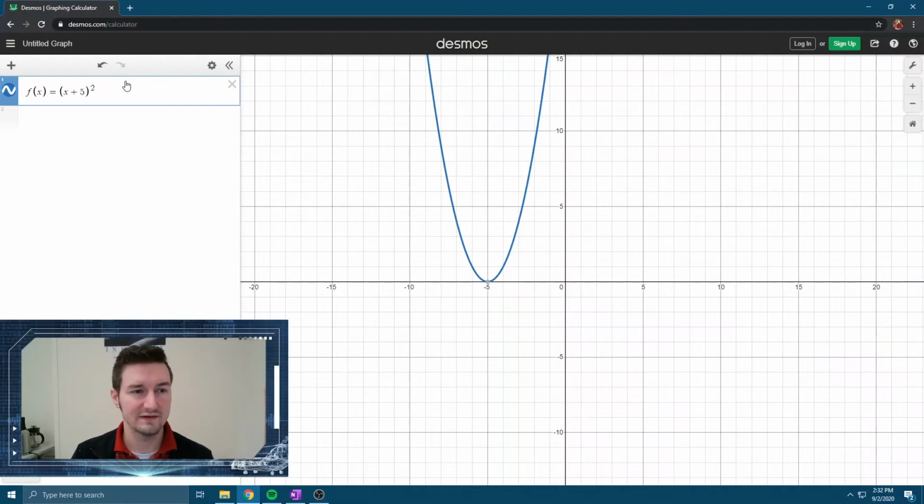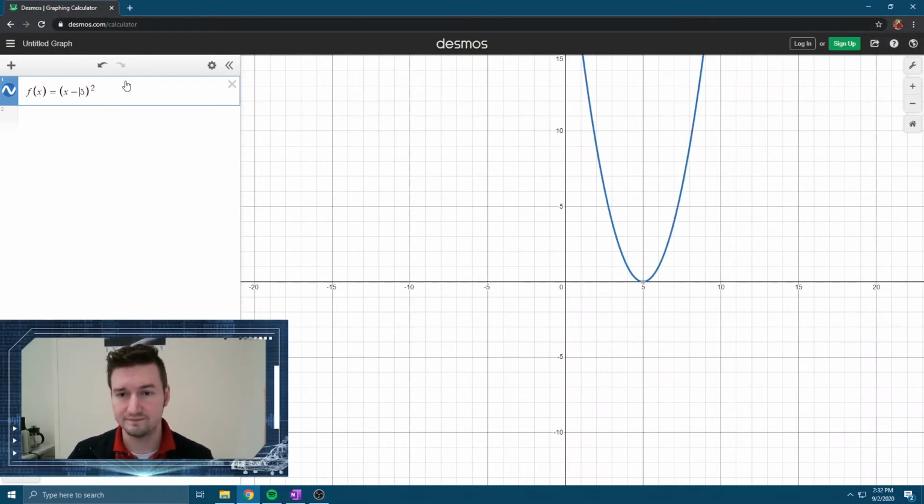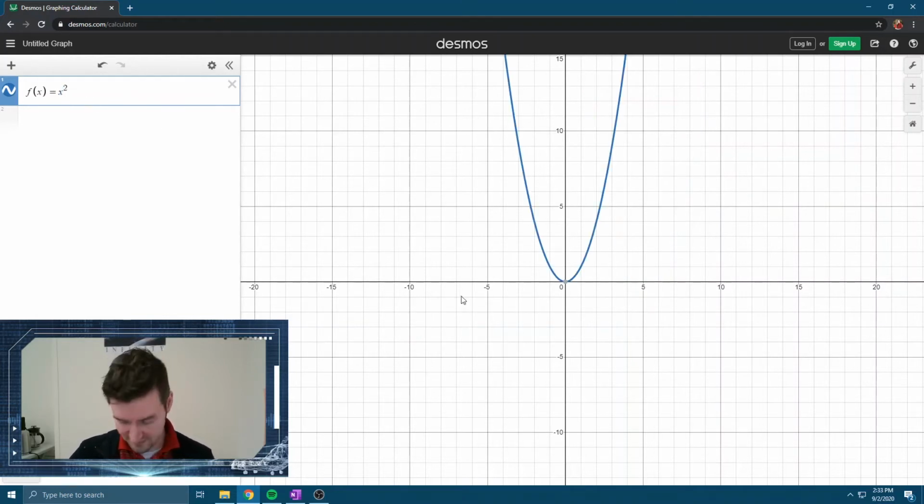Now, you might have seen a second ago, because I accidentally typed it in, if we do x minus 5, then it shifts it to the right. So inside these parentheses, if we add a number, it'll shift it to the left, and if we subtract a number, it'll shift it to the right. All right, let's set this back to just our standard function.